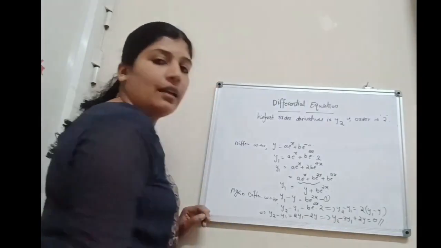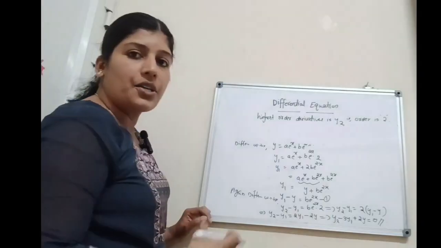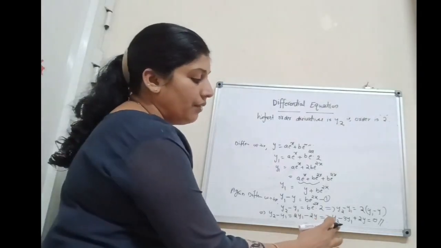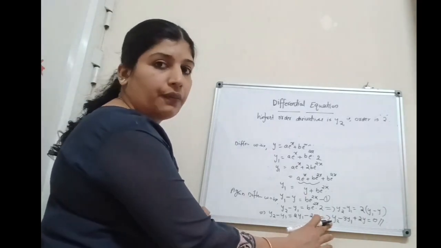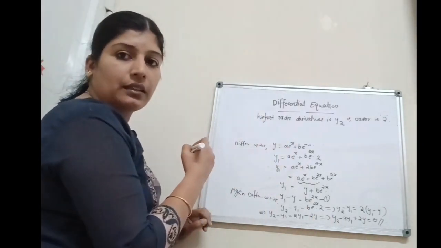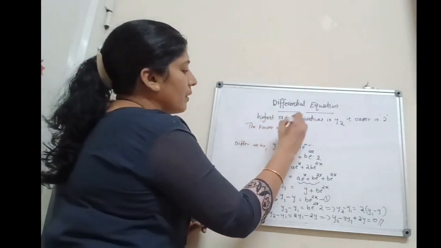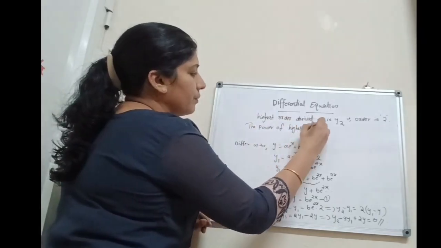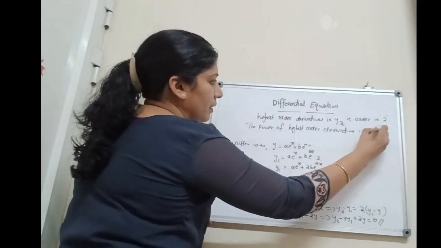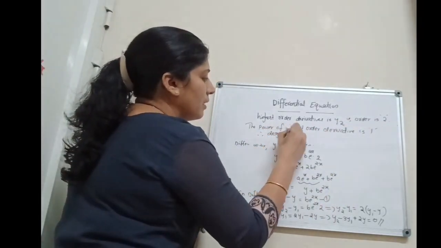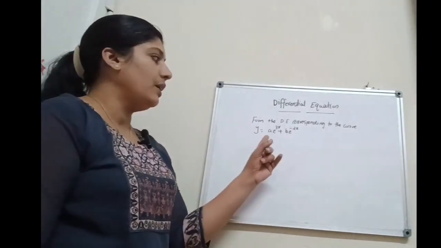It is a polynomial equation in its derivatives. Therefore, the degree exists here. What is the degree? Degree is the highest power of the highest order derivative. Here, the highest order derivative is y2, that is d square y by dx square. It has power 1. Therefore, the degree of this differential equation is 1.